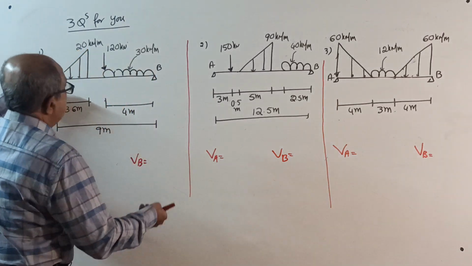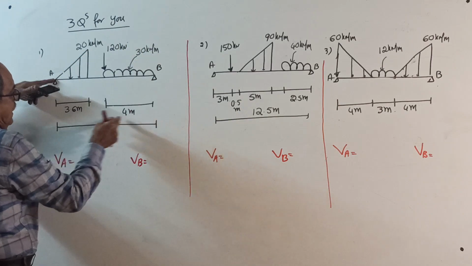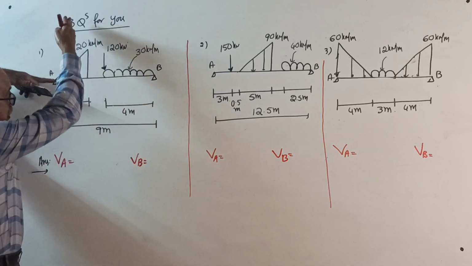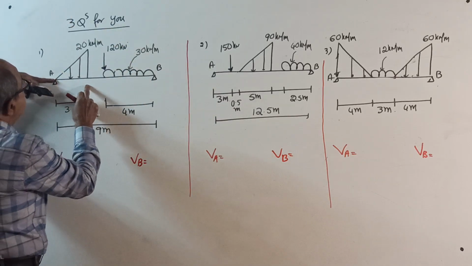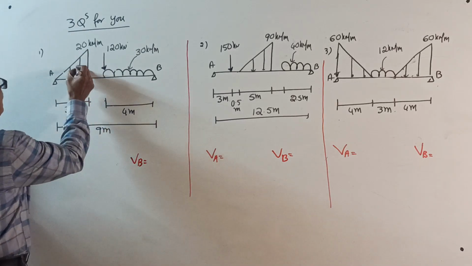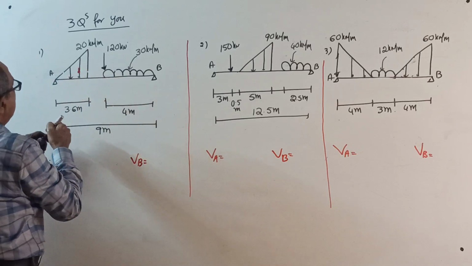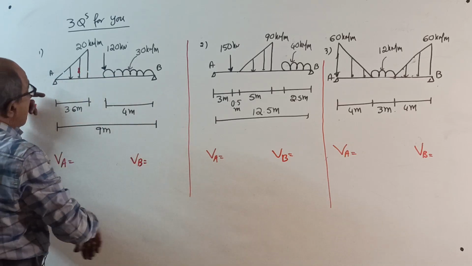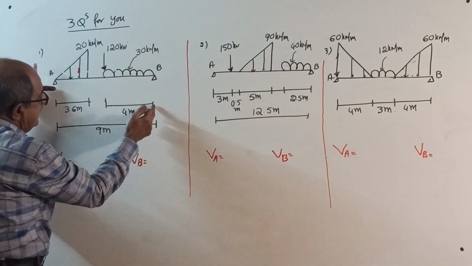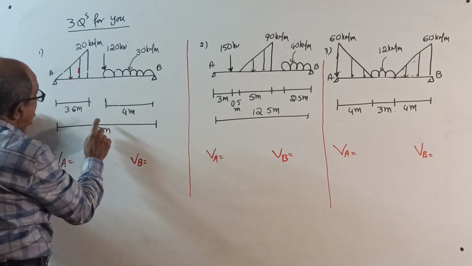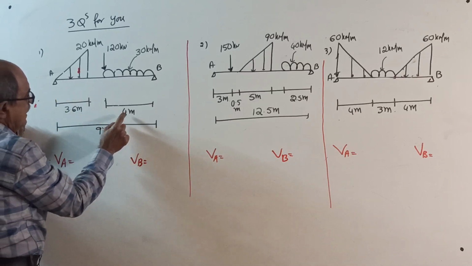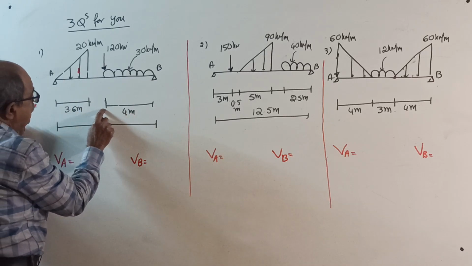Take moment about A. Minus VB into 9. Half in plus load. Half into 3.6 into 20 is the load. That is the total load here, acting here. Into 2/3 of 3.6. Plus 120 into, this is 9 and 4 means 5. See, if you want this gap, you can write the gap here. 9 and 4, this is 5. This will be 1.4 meter.